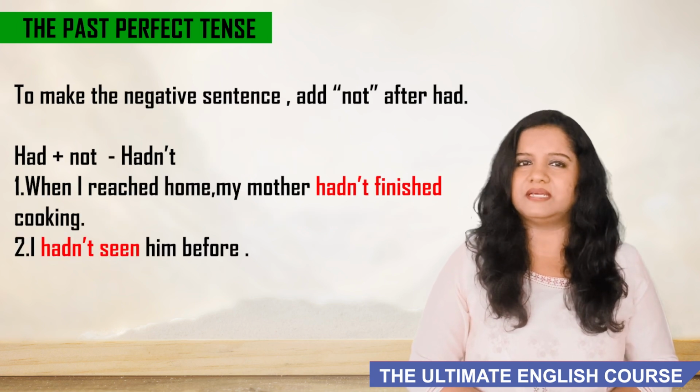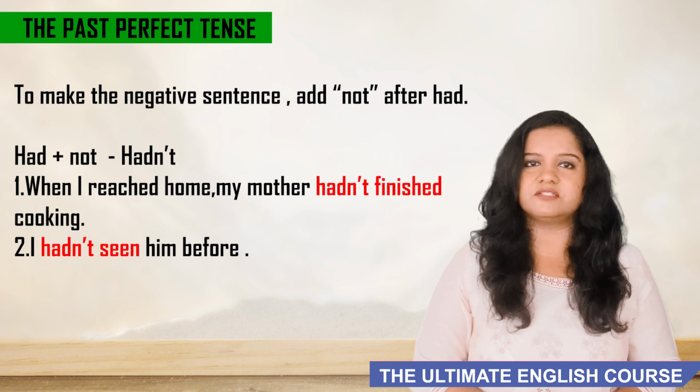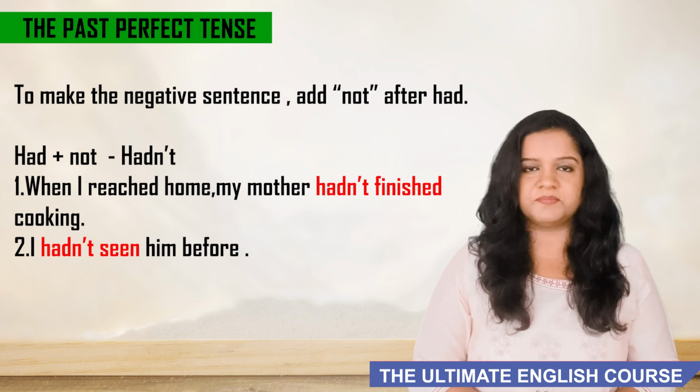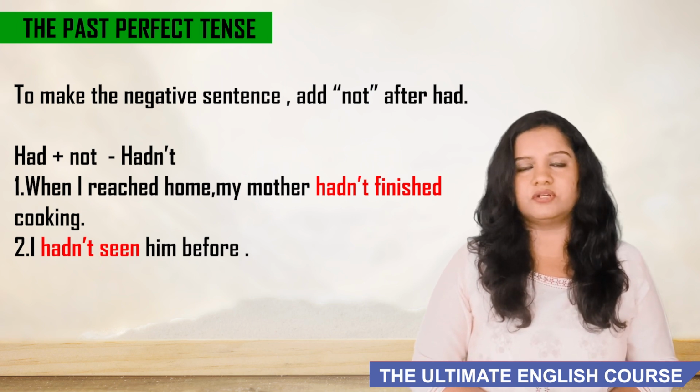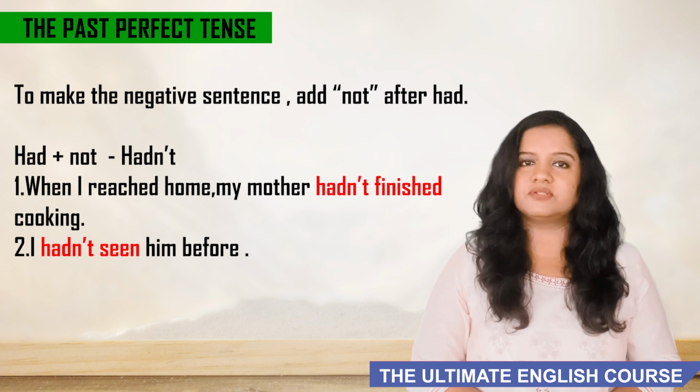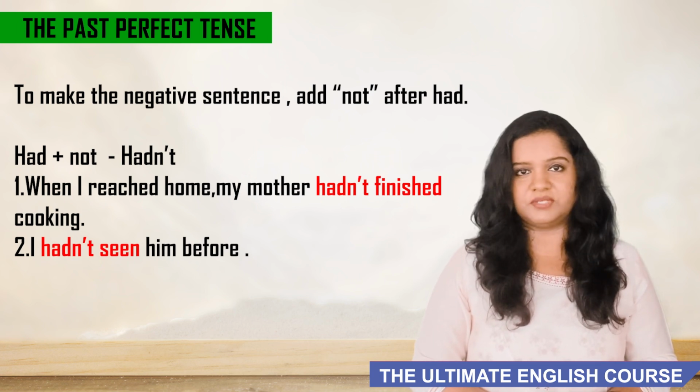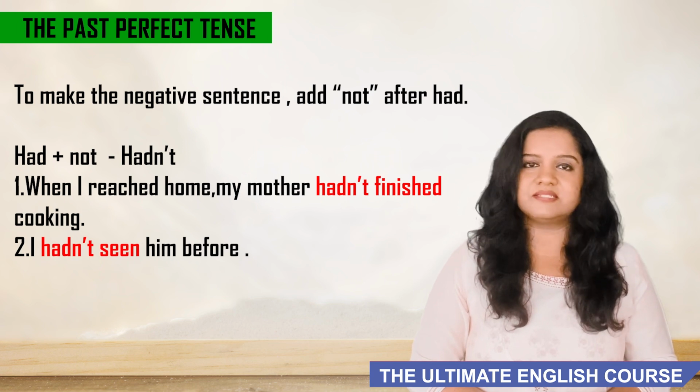Now let's see how to make a negative sentence. To make a negative sentence, you just have to place not after had. And when you combine had and not, it becomes hadn't. So the above sentences become, when I reached home, my mother hadn't finished cooking, or I hadn't seen him before.